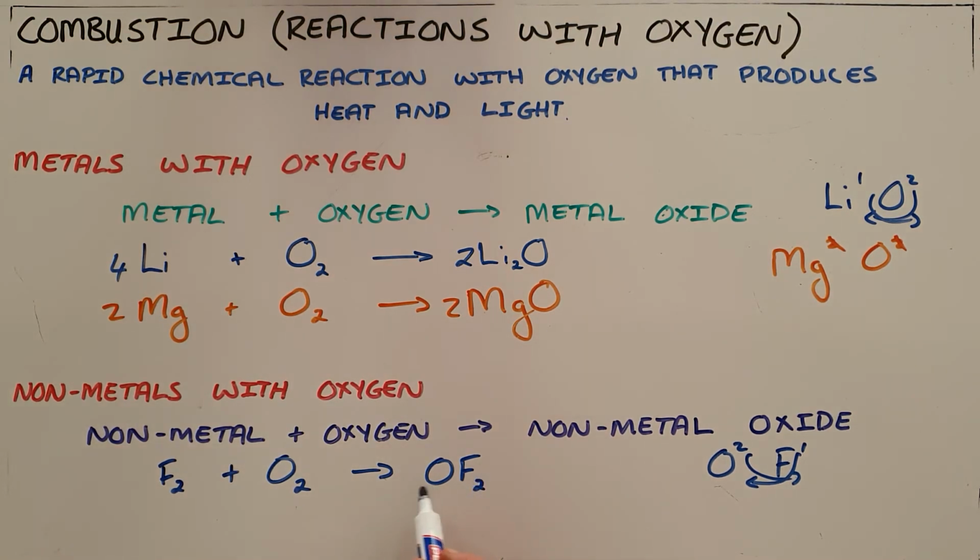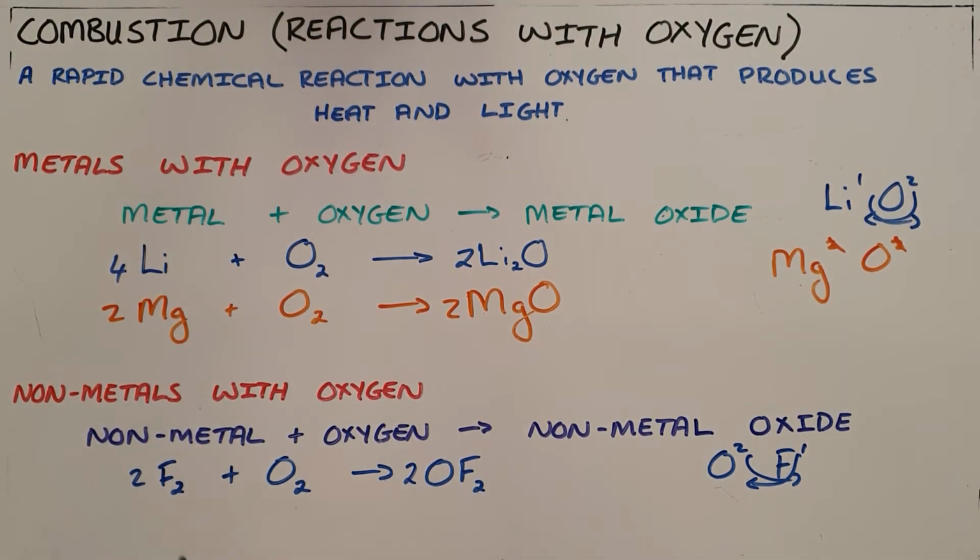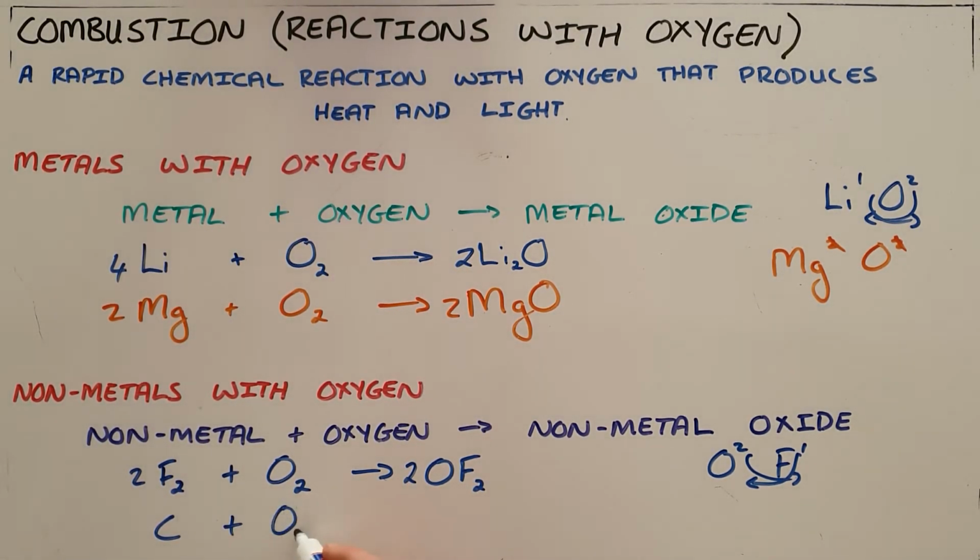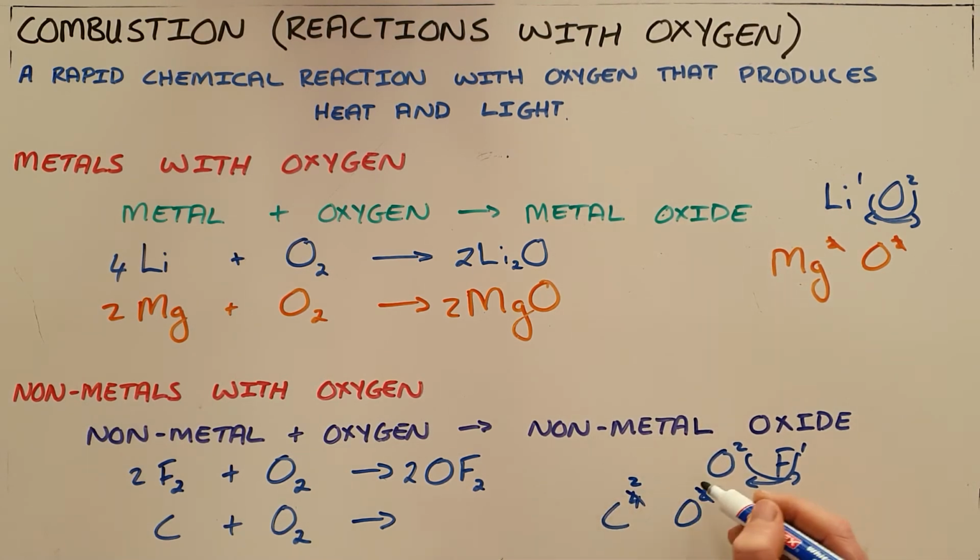In order to balance this, we can see here it is necessary to put a 2 in front of the OF2 molecule and also then a 2 in front of the fluorine molecule. One last example is the reaction between carbon, which we know to be a nonmetal, and oxygen, once again a diatomic element. And we know that carbon has a valency of 4, oxygen has a valency of 2, so that can be simplified to a ratio of 2 to 1, which then gives us the formula CO2. And as we can see, that is balanced.